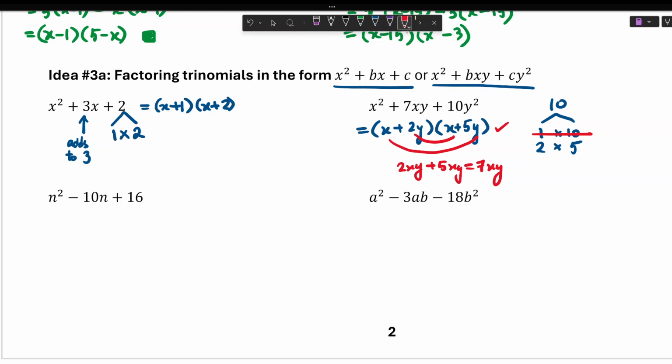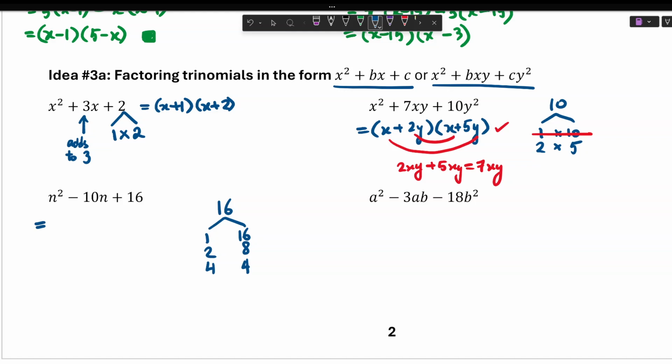Finally, you'll notice that when a is 1, you can use that shortcut where you just look at the factors of 10 and look at which ones add up to the middle term, which is 7. 2 plus 5 is 7, so that was the correct choice. Okay, let's keep going. The third example is going to be n squared minus 10n plus 16. So again, we're going to think about how you could break up 16. That could be 1 times 16, 2 times 8, or 4 times 4.